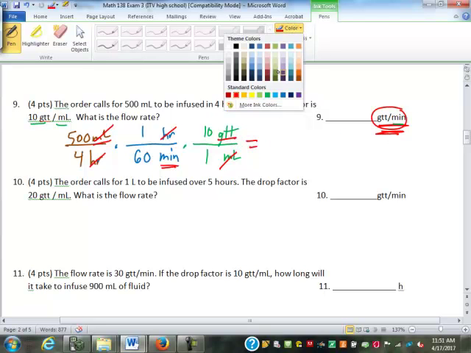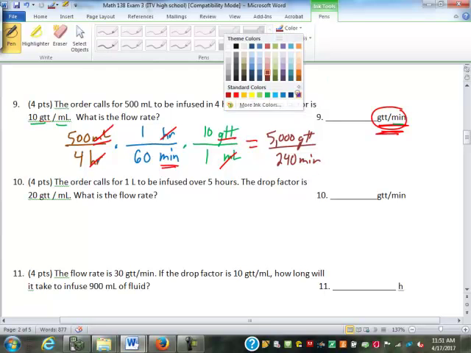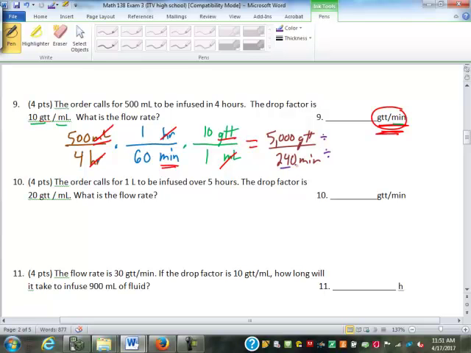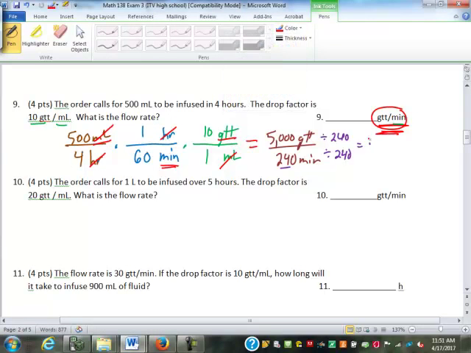So here, let's go ahead and multiply out. 500 times 1 times 10 drops is 5,000 drops. On bottom, 4 times 60 minutes times 1 is 240 minutes. And now again, we just have to convert that down to a unit rate. So we divide by that denominator of 240. So 5,000 divided by 240 is 20.83. So 20.83 drops per minute.